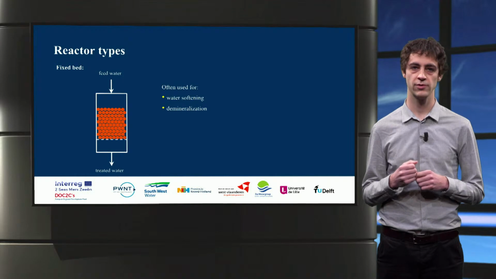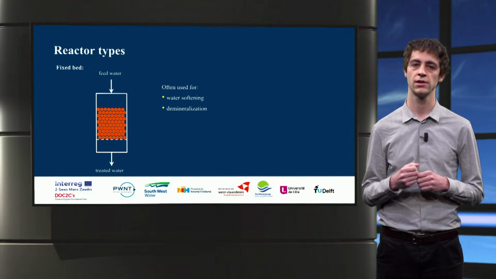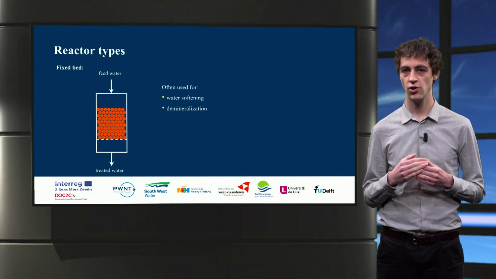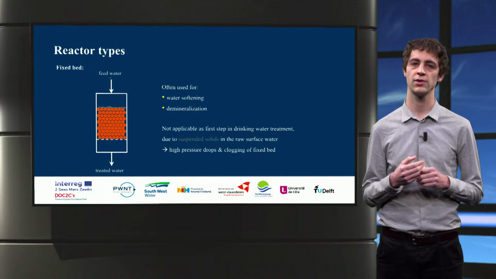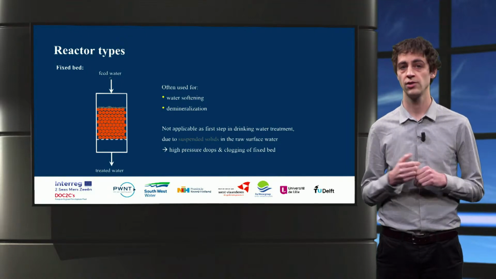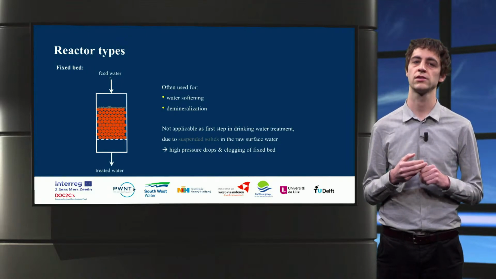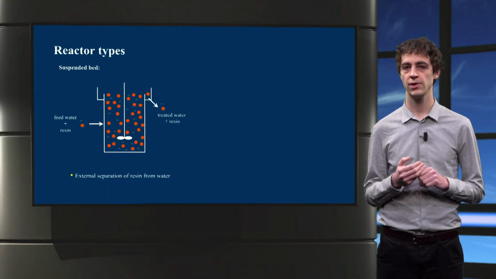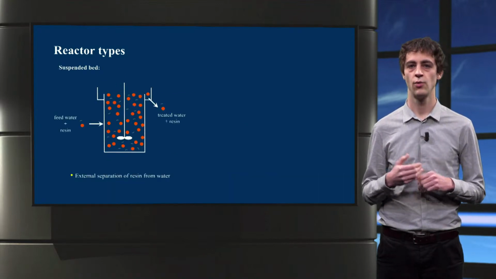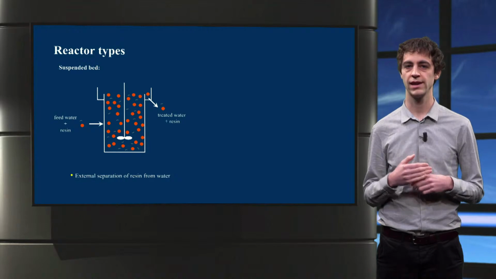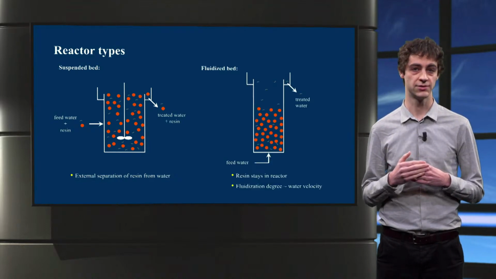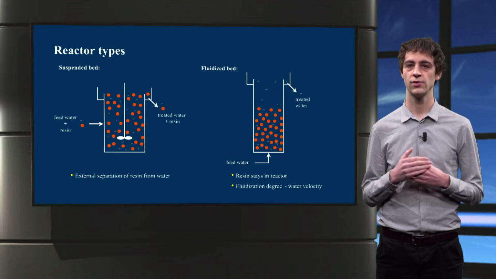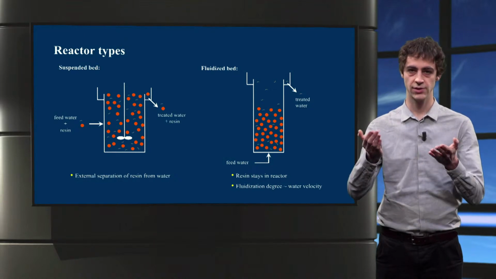There are different types of ion exchange reactors, and the first type is a fixed bed reactor. This type of reactor is often used for water softening, but it cannot be used when suspended solids are present in the feedwater, because then the particles would clog the fixed bed reactor. Another reactor type is a suspended bed reactor, where the resin is mixed with the feedwater and externally separated from the water. Yet another system is a fluidized bed reactor, where the resin is gently fluidized inside the reactor.